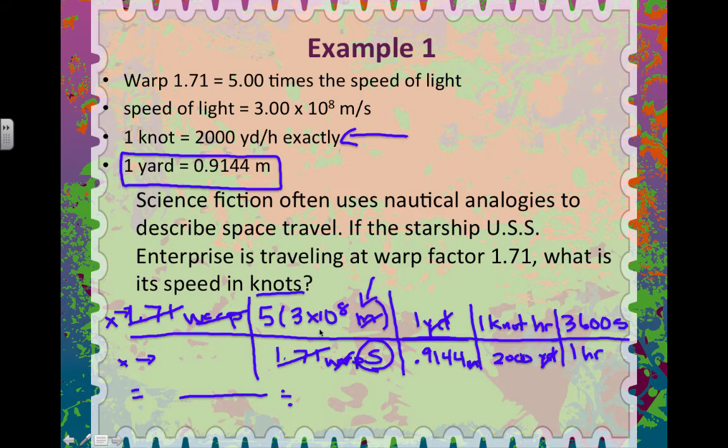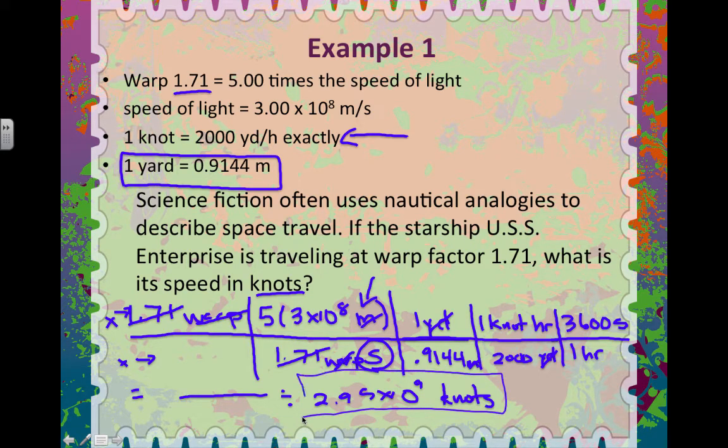So our answer was, how many sig figs do I get to keep here? We started with 3 here. So we're going to keep 3 sig figs. Oh, done. So 2.95 times 10 to the 9 knots. And then if you would, please put a box around your answer so that your grader can find it. That would be super helpful.